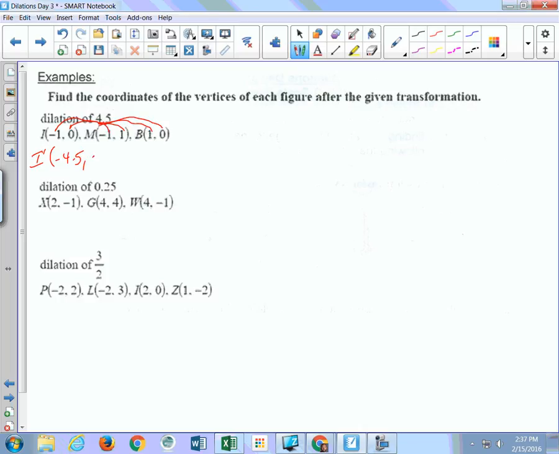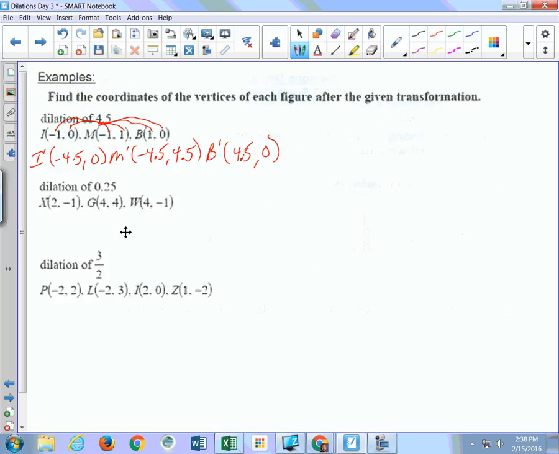4.5 times 0 is 0. M prime, it's going to be negative 4.5, 4.5. Okay, and then 1 times 4 for B prime. 4.5 times 1 is 4.5. And 4.5 times 0 is 0.